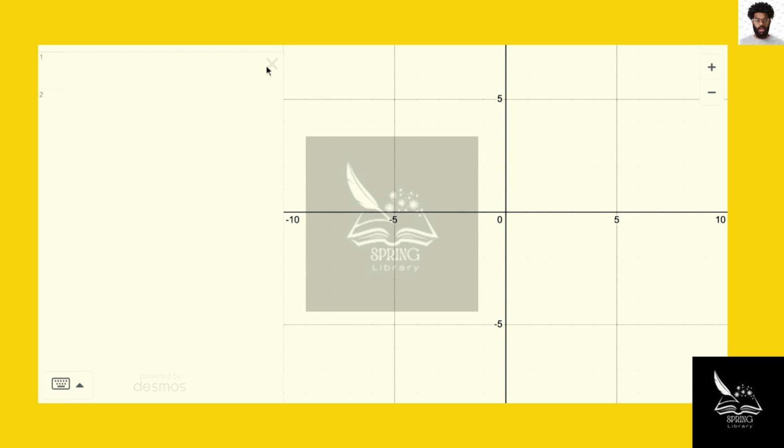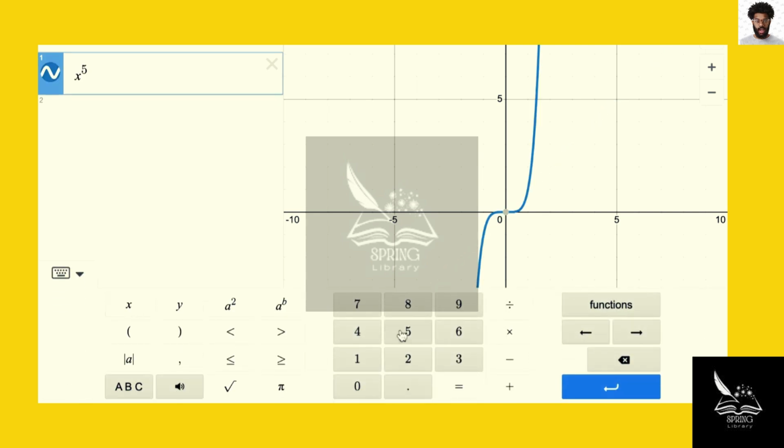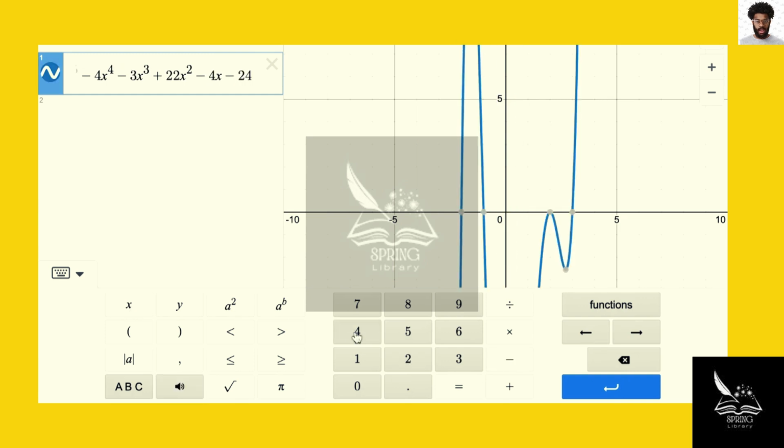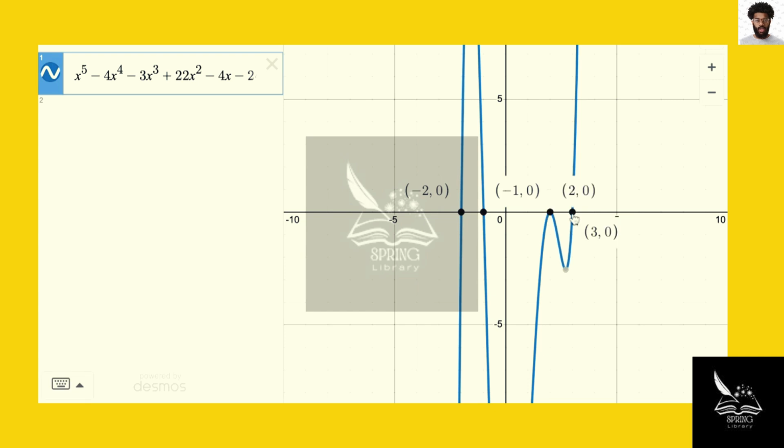Next, let's graph x to the 5th minus 4x to the 4th minus 3x cubed plus 22x squared minus 4x minus 24. And we see it has 5 zeros, but one it bounces on or touches and turns. So that means it has multiplicity 2.